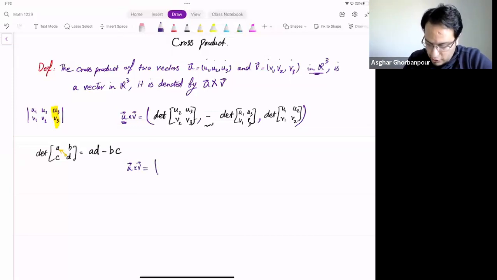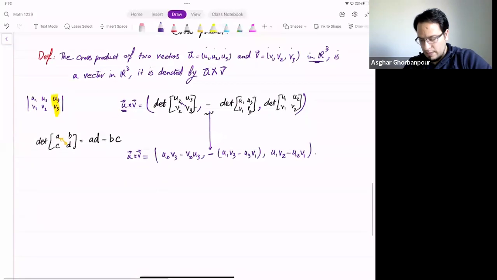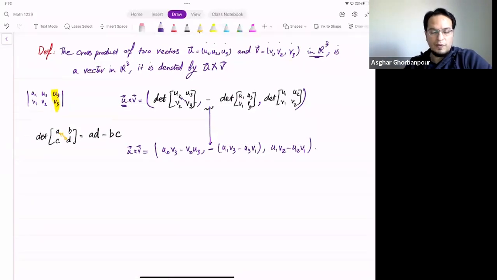So you multiply U2 times V3 minus V2 U3. There's a negative sign there, I just bring it down: U1 V3 minus U3 V1. And the last one is U1 V2 minus U2 V1. This way you find the components, and that's how the cross product works.